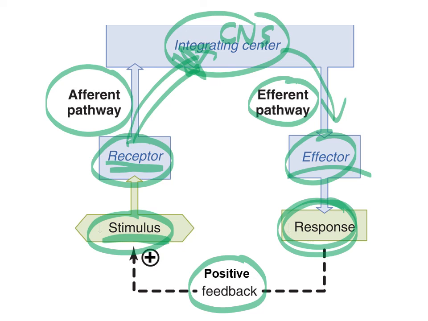The response will cause a decrease in the stimulus, and you get a negative feedback loop. Contrasting that to a positive feedback loop, you actually have a stimulus that is picked up by a receptor and sent to the central nervous system, and then the central nervous system will send the signal to an effector, which will actually go back and cause more of the stimulus itself.